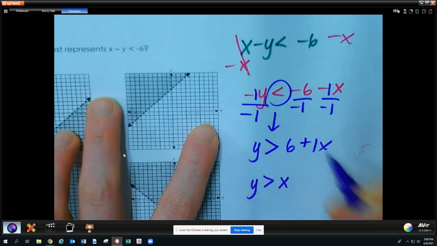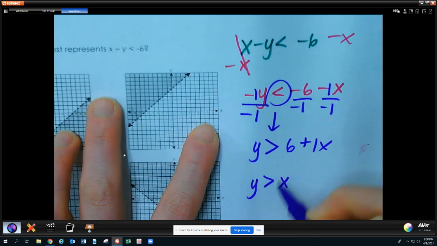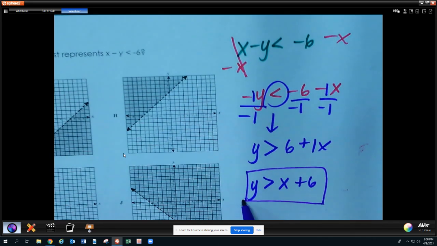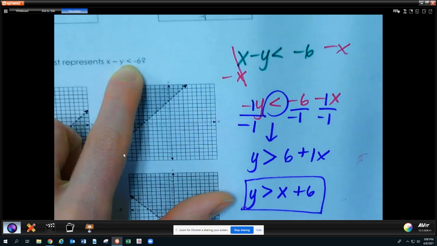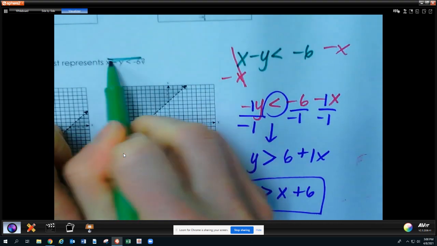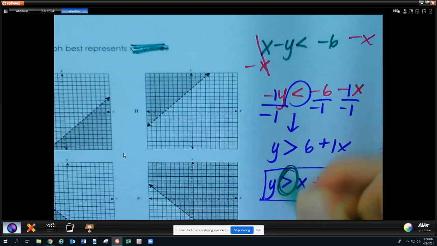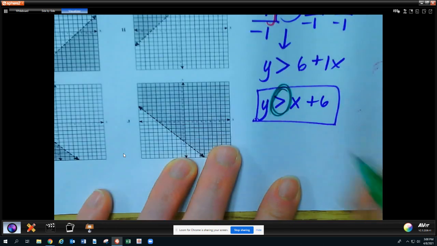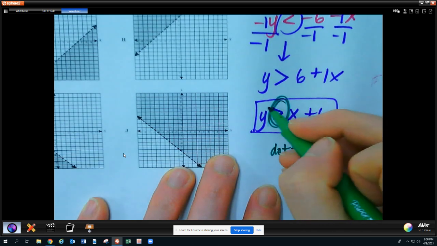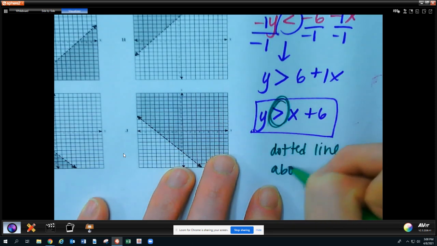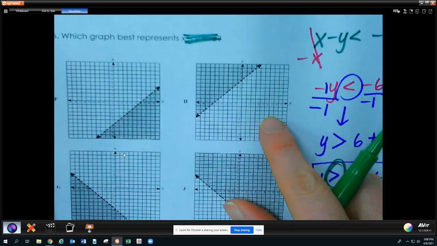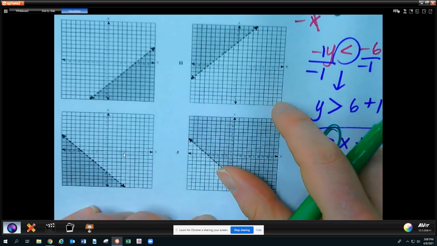And so in slope-intercept form, we would have that 1x first. You don't have to write the 1, followed by the +6. Okay, if you just looked at that without solving, you would be working with the wrong inequality. So don't look at that anymore. Okay, look at that. And so now I know I need a dotted line. And this is a greater than, and so above. Dotted and above. Well, they're all dotted, so that didn't help. But we can narrow it down to the aboves.